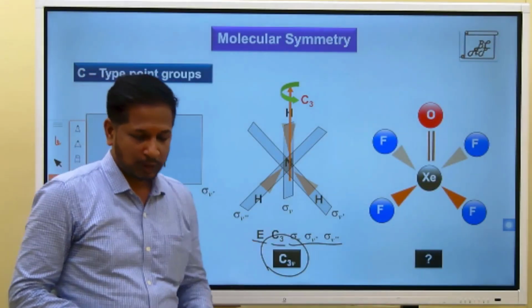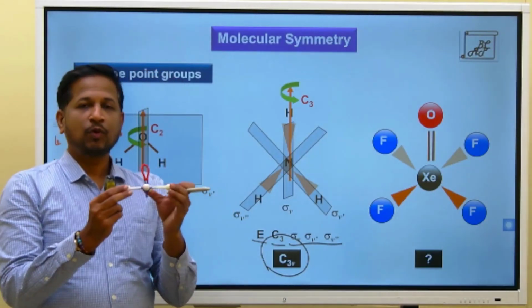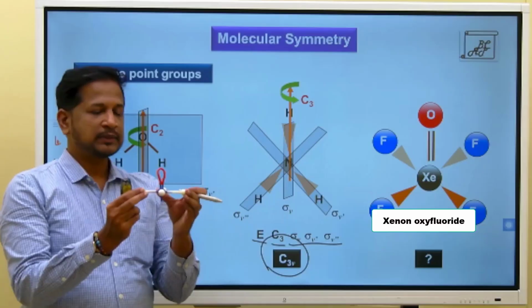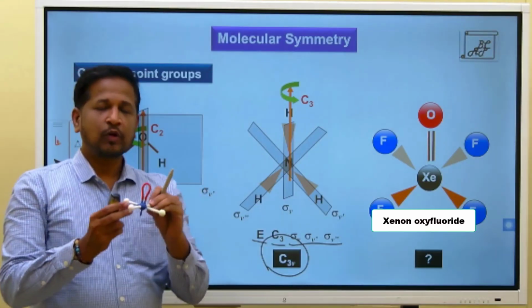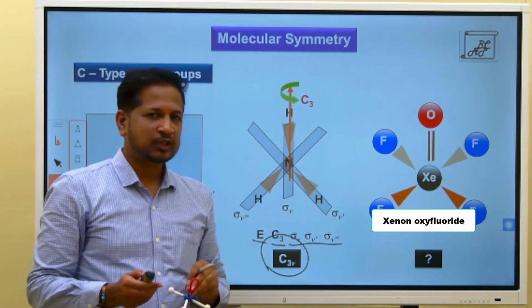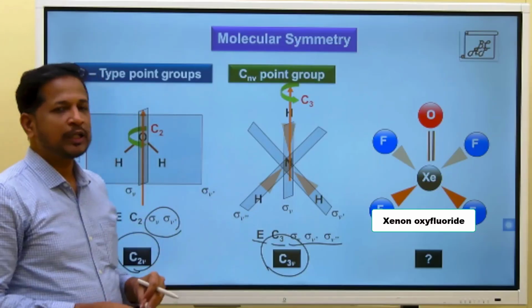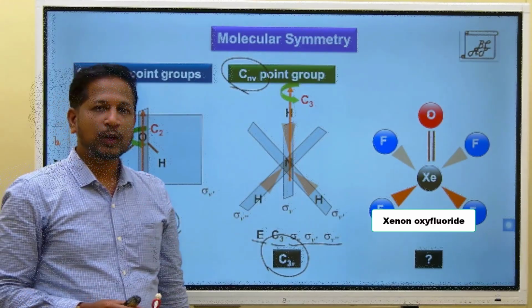Now can you see this molecule? This is the example of xenon tetrafluoride. There are four fluorine atoms in one plane and there is one lone pair present in this molecule. Now let me know what is the point group of this molecule and mention your answer in the comment box. So such types of molecules are classified into CnV type, that is the CnV point group.